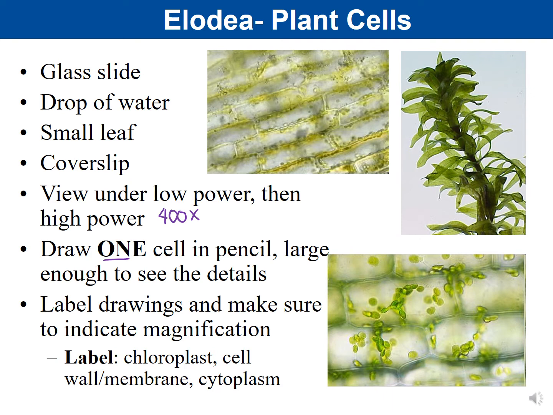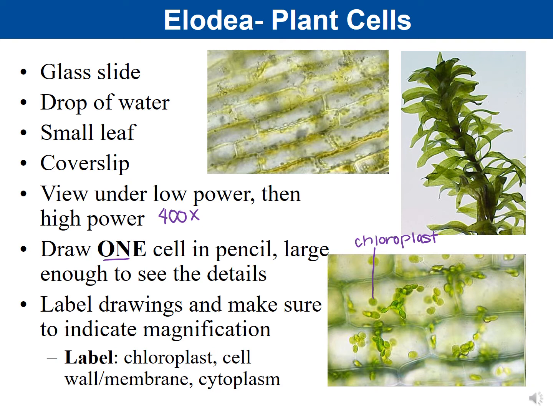So if I look at this picture on the bottom, what part would be the chloroplast? And so if you said these green dots, that would be right. The chloroplast is an organelle that plants use to do photosynthesis. And so we saw that in our photosynthesis lab.